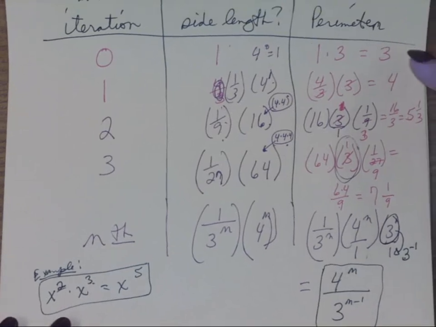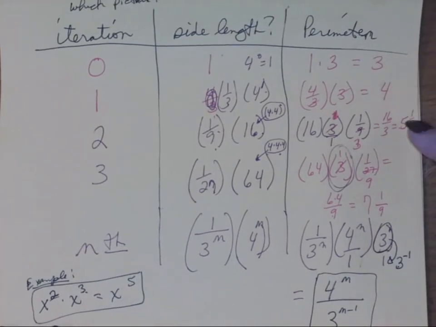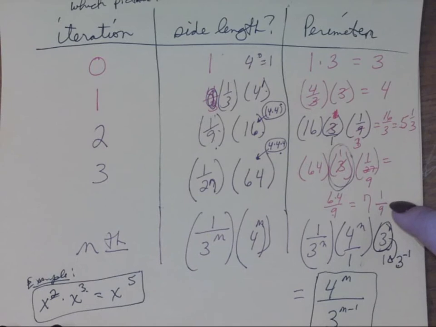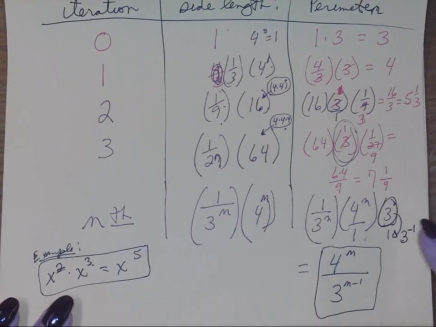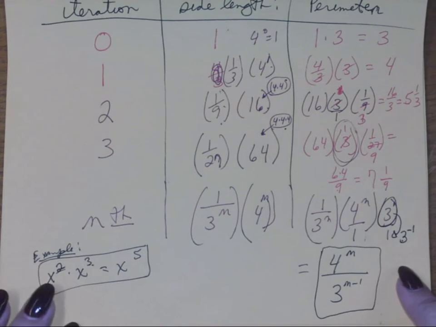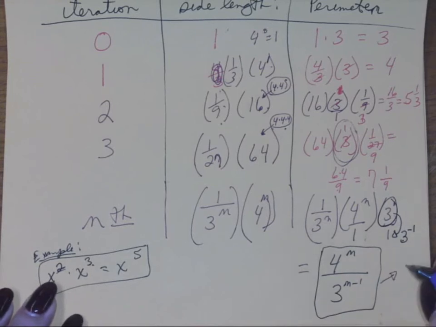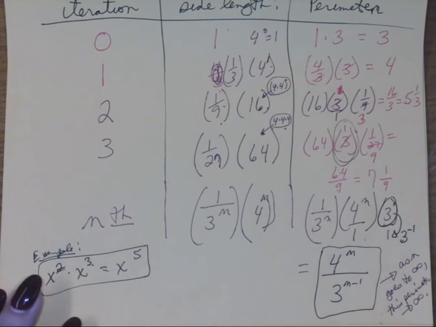By the way, you should have seen something going on. 3, 4, 5 and a third, 7 and 1/9. The next one would have been 9 and 13/27. It's getting bigger, right? Is there going to be a stopping point if I go to infinity? No. So this whole entire thing, if I look at it as n goes to infinity, so does this perimeter go to infinity. Okay, so it's kind of an interesting topic.